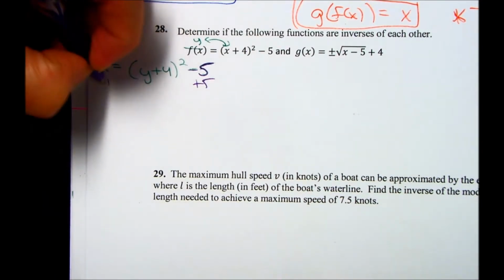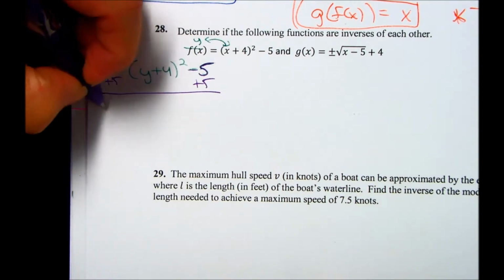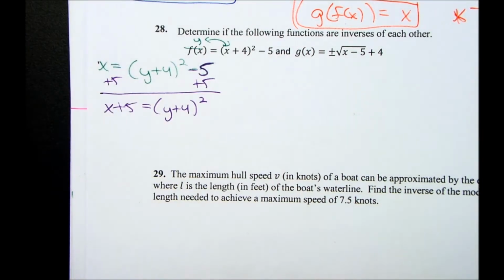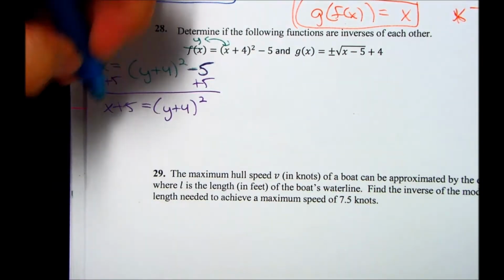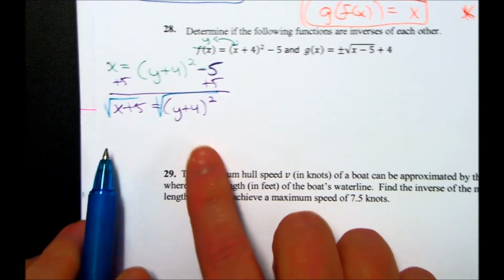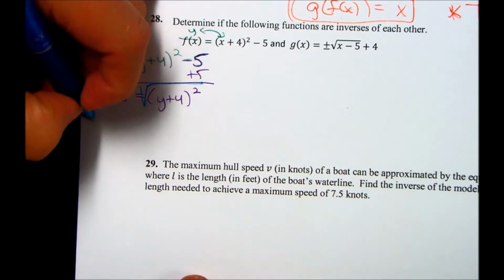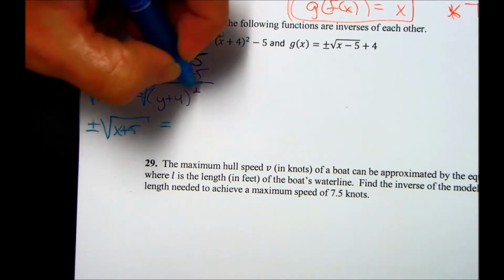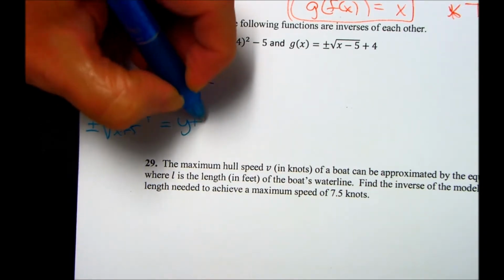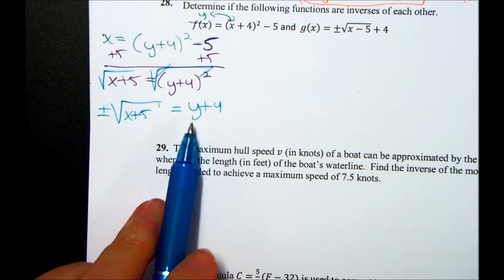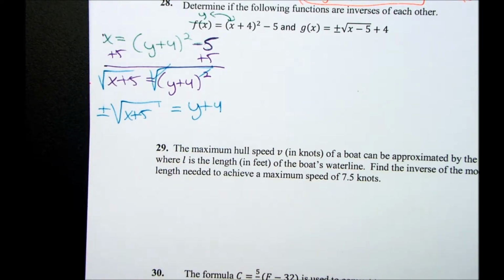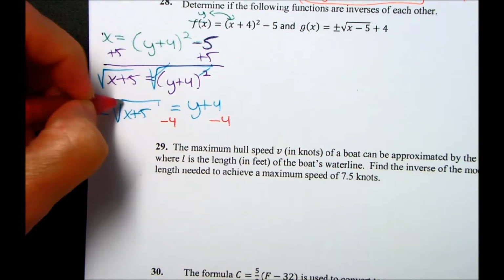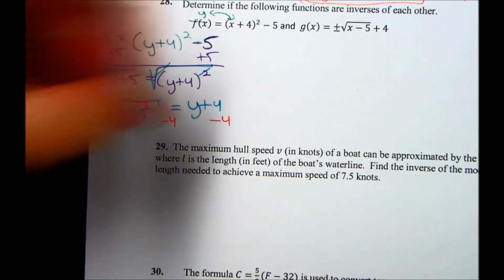So I would add 5. And these are not like terms, so just rewrite it as x plus 5 equals y plus 4 squared. Now to get rid of the square, you're going to have to square root both sides. And when you square root both sides, because it's an even root, you will have a plus or minus. Square root of x plus 5 equals, the square root and the square cancel out, and you get y plus 4. And then the last step to get the y by itself would be to subtract 4. But that 4 is not going to go under the radical. So this radical is going to be separate from that minus 4.